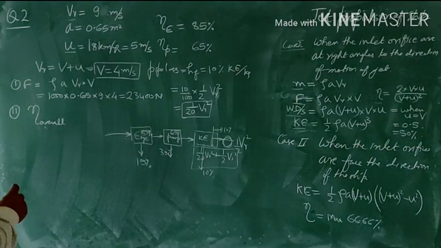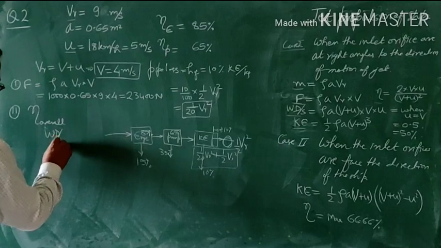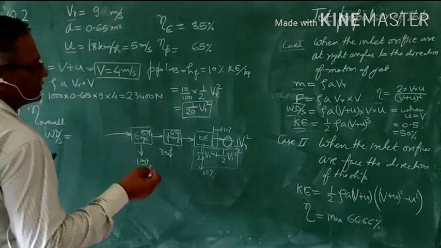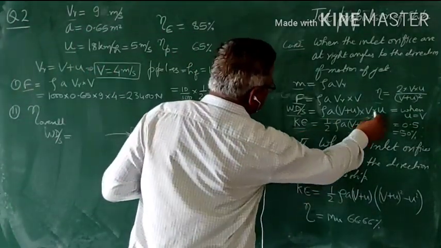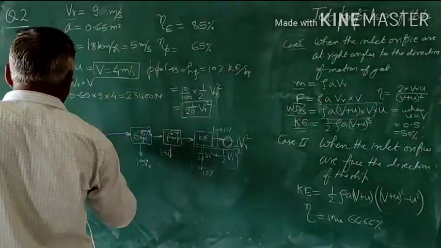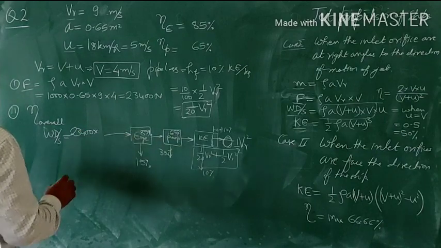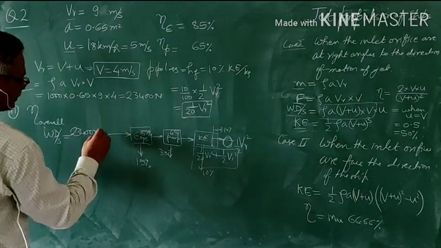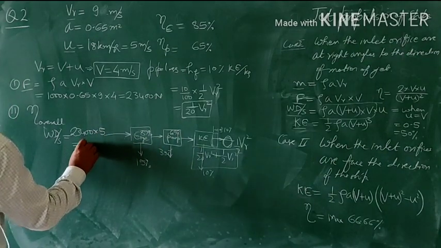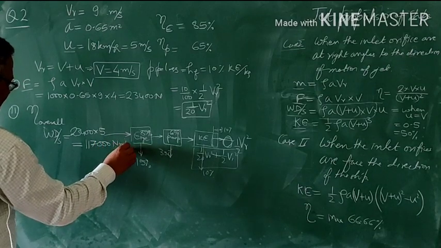So to find out the overall efficiency, first we will find out the work done per second, that is given as the force multiplied by the velocity of the ship. This is the work done, force multiplied by this. So here we know the force already. So 23400 multiplied by the velocity of the ship, that is 5 meter per second. So it comes out to be 117,000 Newton meter per second.